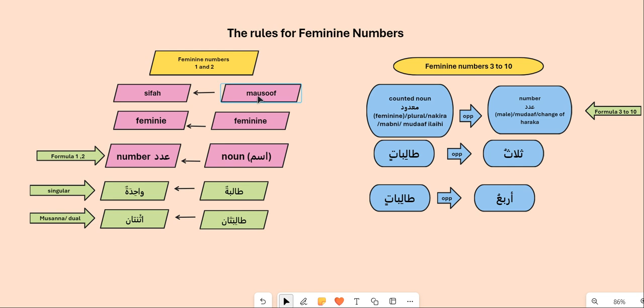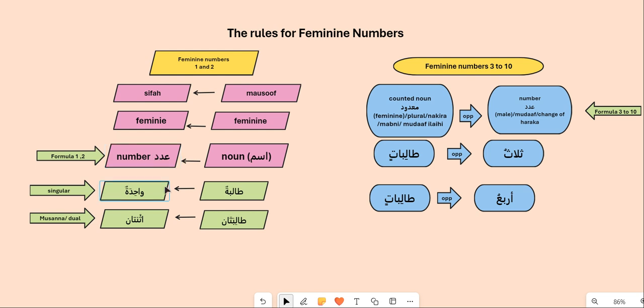And what will be the structure of the counted noun and the number? It will be mausuf and sifa. For example, the noun will come as a mausuf. Mausuf means the noun which is being described, and the number will be in the position of sifa. It will come as an adjective for the noun. So I have given you the formula for 1 and 2: it will be noun and then number. As you know, Arabic starts from the right-hand side and goes to the left, so that's why first comes the noun and then the number. This rule is for 1 and 2.